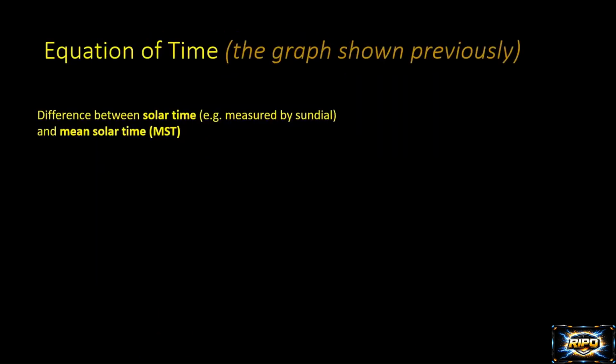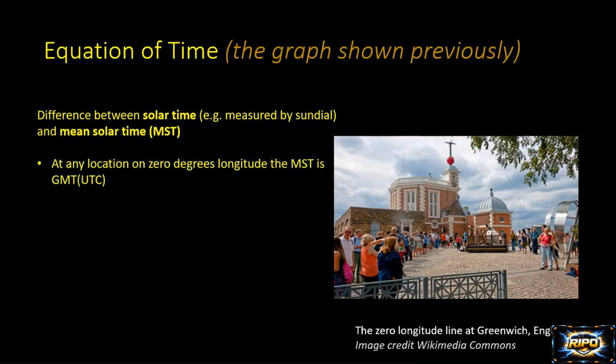In this video, I'm going to talk about the equation of time. That's the difference between the solar time measured by a sundial and the mean solar time. At any location on zero longitude line, the mean solar time is simply Greenwich Mean Time, GMT. At other places, the mean solar time will depend on your longitude.